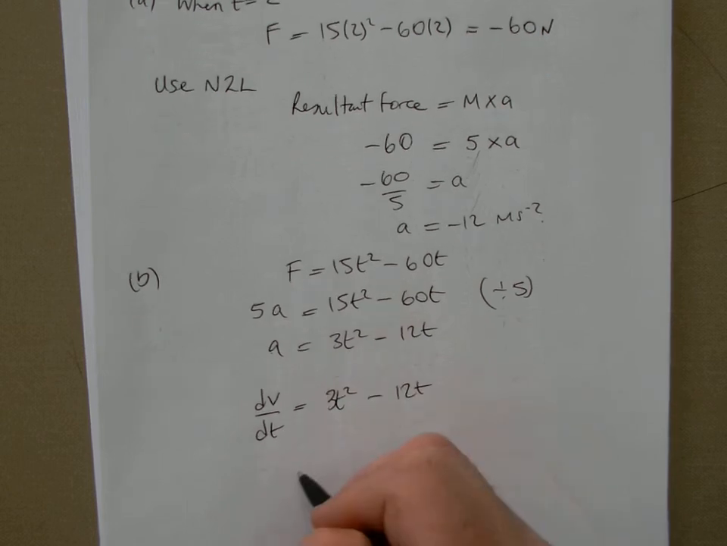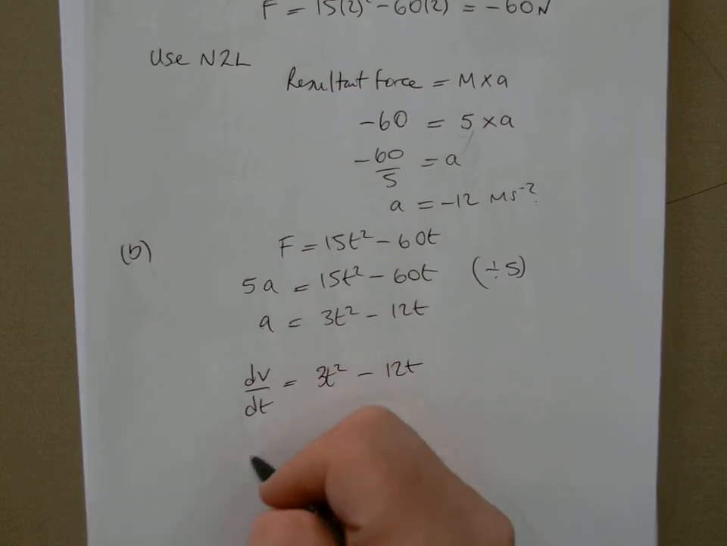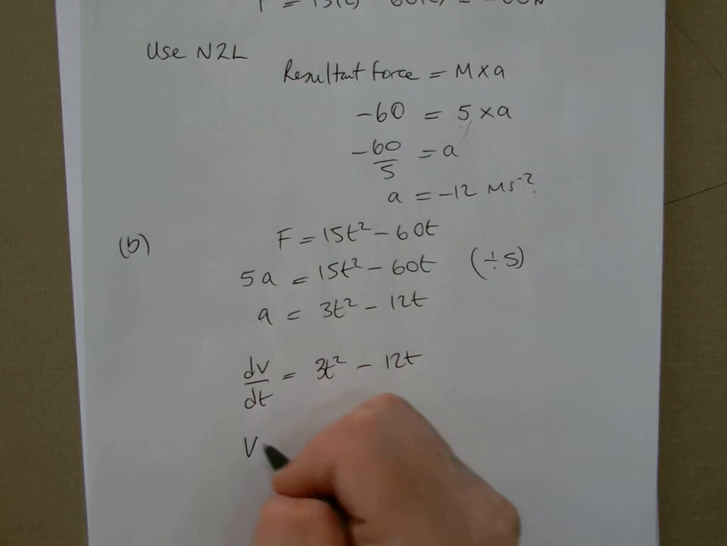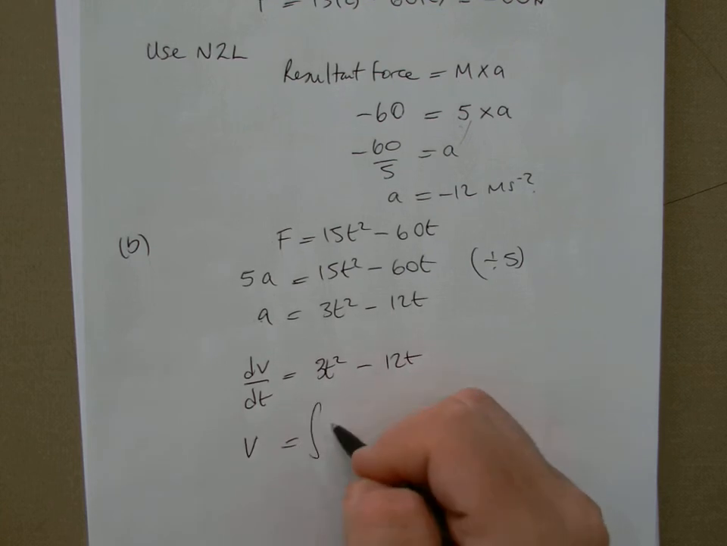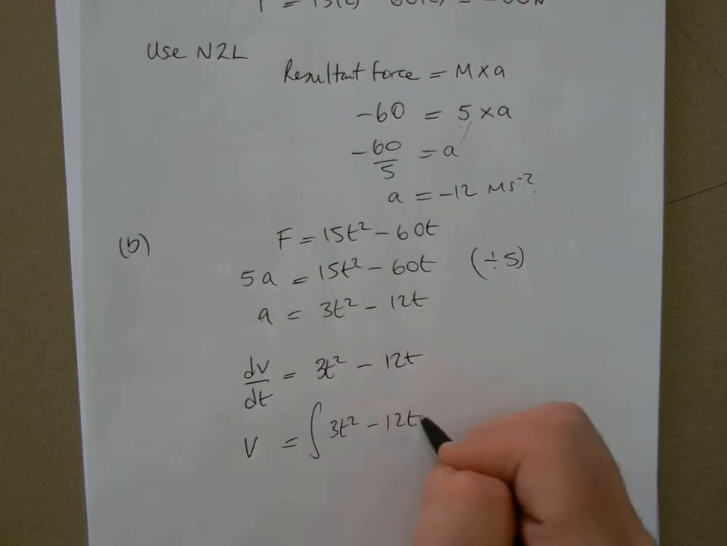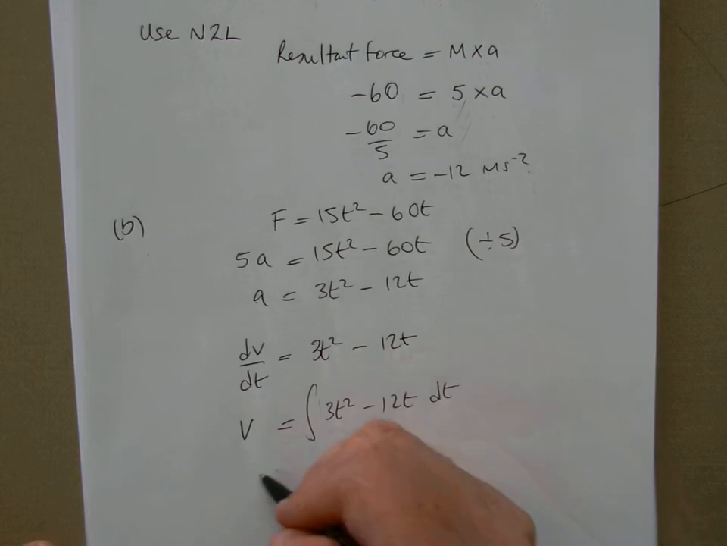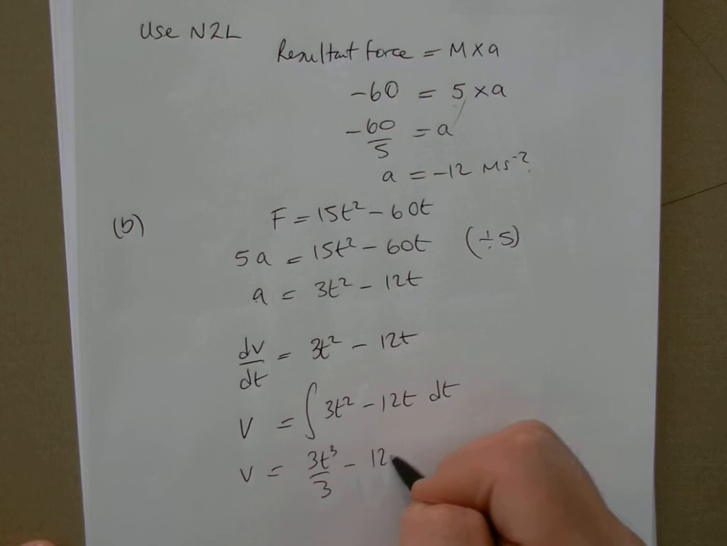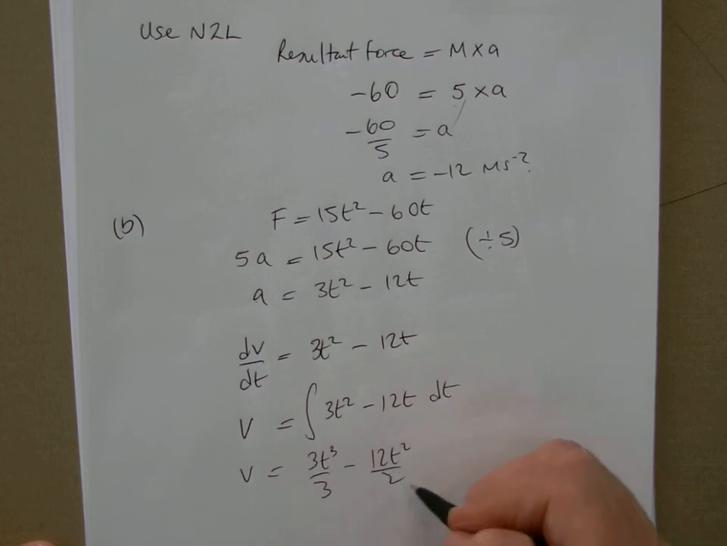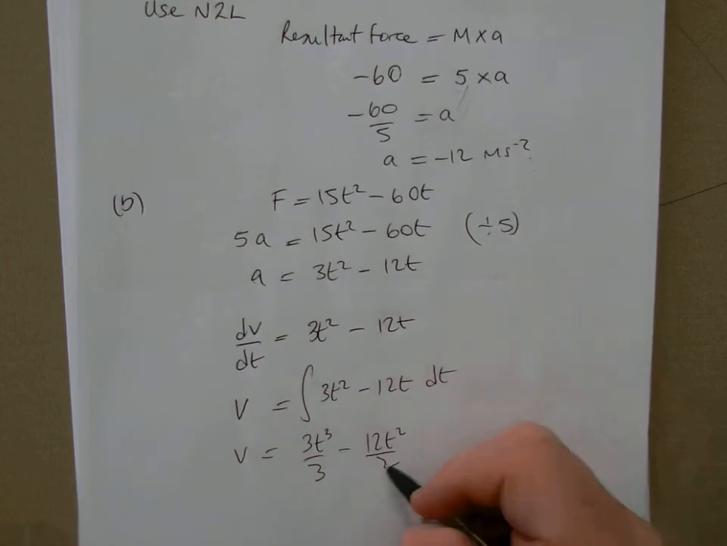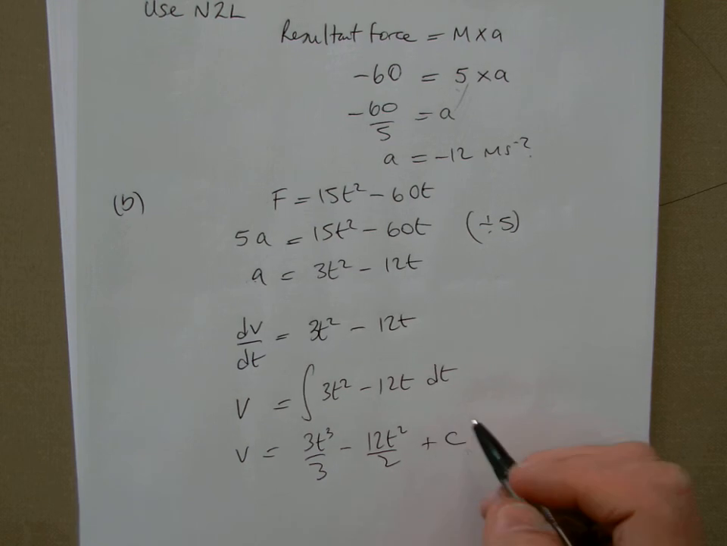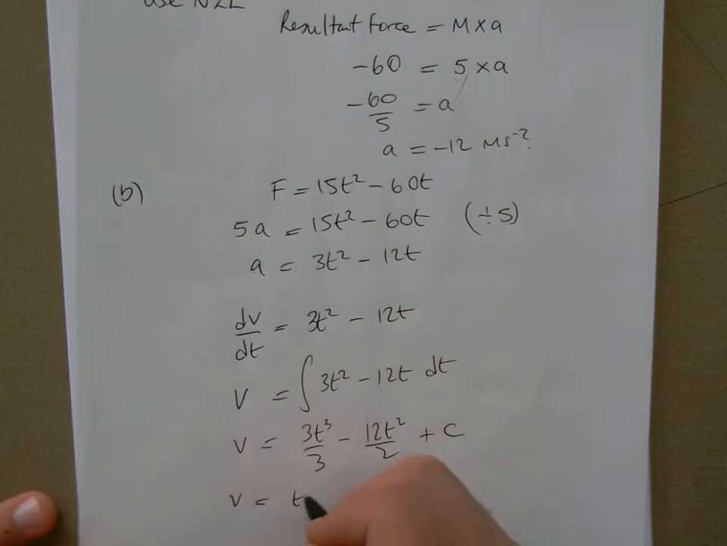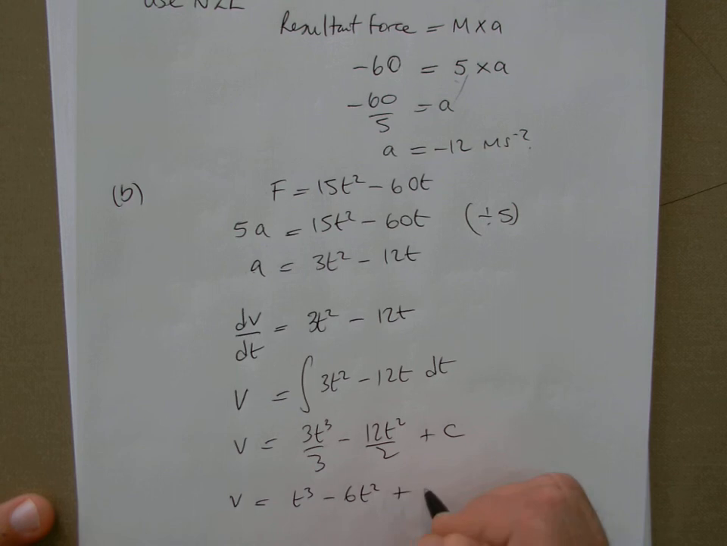To get v then, we need to integrate, so integrate with respect to t. We'll get v this side, and if we integrate this, we'll get our velocity. So velocity becomes 3t cubed over 3 minus 12t squared over 2. Increase the powers by 1, divide by that new power, plus the constant. So velocity is t cubed minus 6t squared plus c.